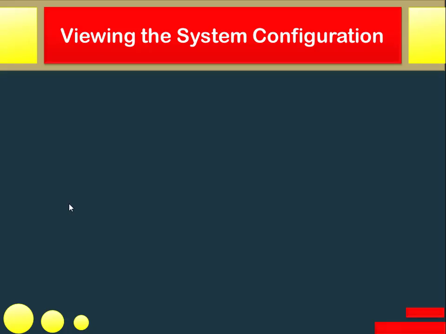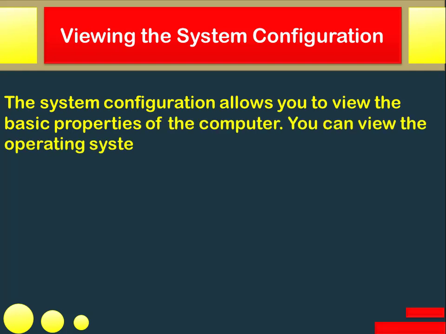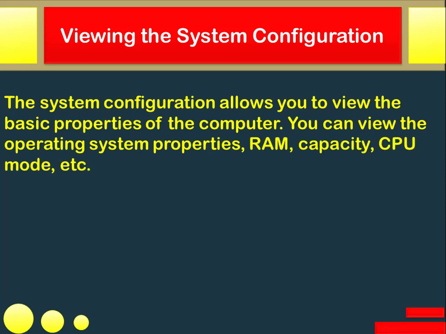And the last thing in this chapter we are going to learn is viewing the system configuration. The system configuration allows you to view the basic properties of the computer. You can view the operating system properties, RAM capacity, CPU model, etc. So what is configuration? I mean, what kind of devices are there in a computer? What is your CPU? What is your RAM? What is the capacity of your CPU? Whatever you want to see, you can see it.